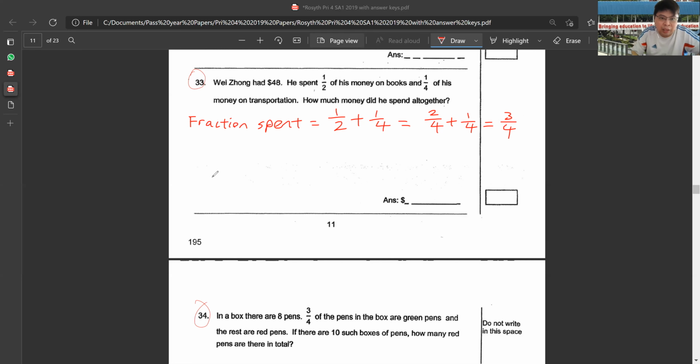So how much money did he spend altogether? What must you do? You already have the fraction. You have the total amount. So what must you do? Put in simplest form? No, this is the simplest form already. You have the fraction that he spent. You have the total amount that he has originally. So you want to find out how much money he spent, right? What must you do? Similar concept as above, the question that I just went through with you.